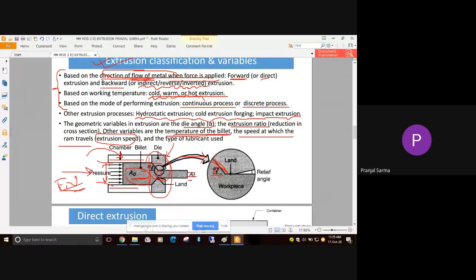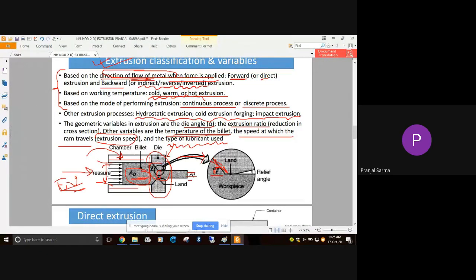Also, in the contact surfaces where we have relative motion, we use some lubricant. So based on the type of lubricant, what kind of lubricant oil you are using, or some other lubricant, whether solid lubricant, liquid lubricant, or the grade of lubricant, the extrusion process is also affected. It is another variable. So these are the main variables.